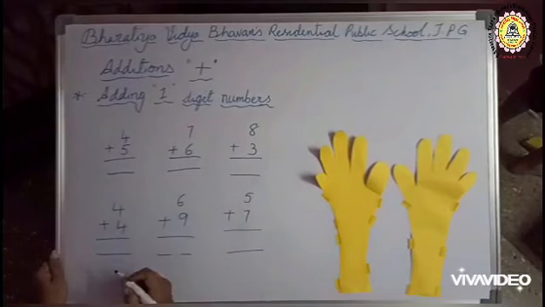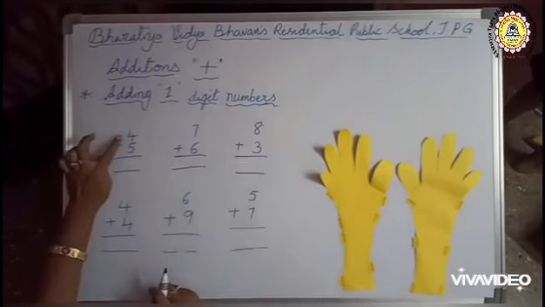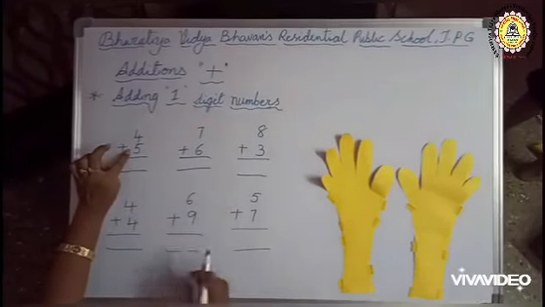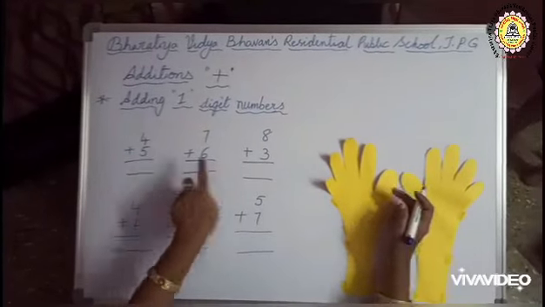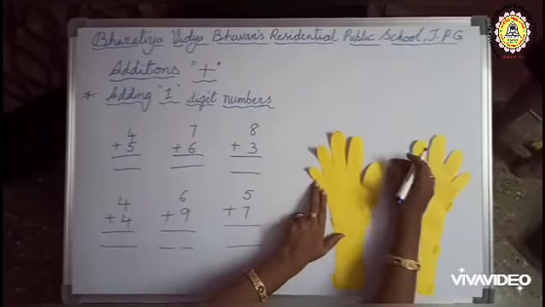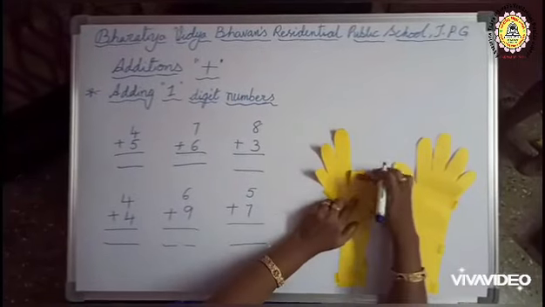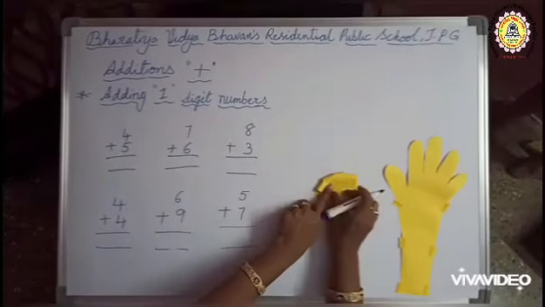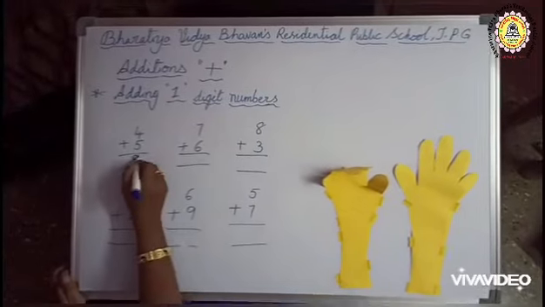Adding. Adding means counting forward. 4 plus 5. Now the first number you put in the mind and the next number you take out in your fingers. 4 you keep in your mind and 5 you take out in your fingers. Let us start counting. 4 after 5, 6, 7, 8 and 9. What is the answer, children? 4 plus 5 is equal to 9.